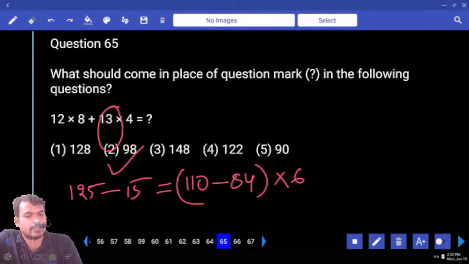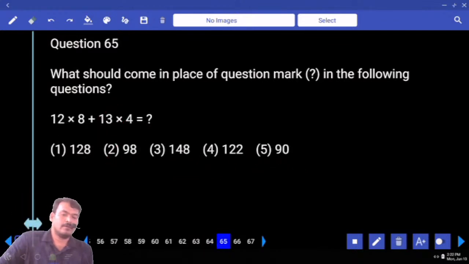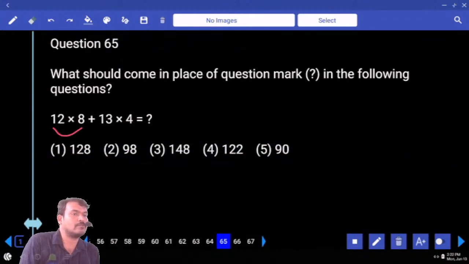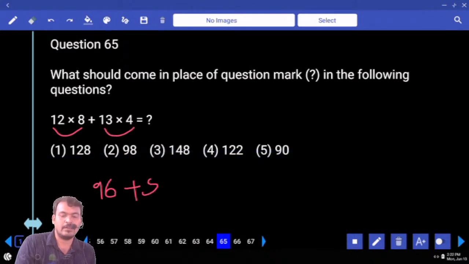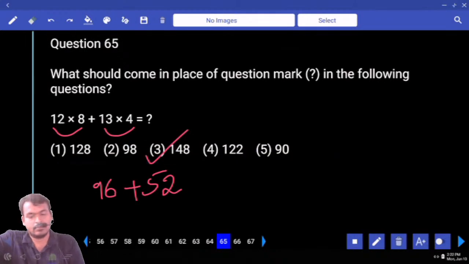Next question number 65. First priority 12 into 8 or not? 12 8 is how much? 96. Next one, 13 4 times 52. Both are adding, 148. Which option? Third one.